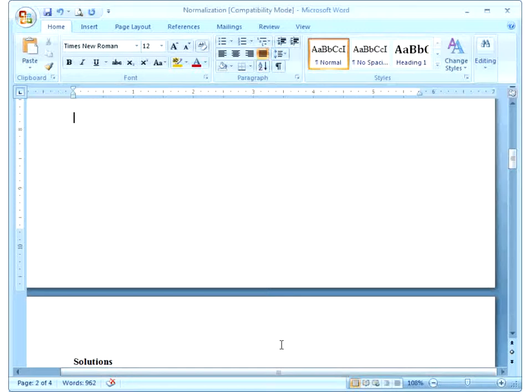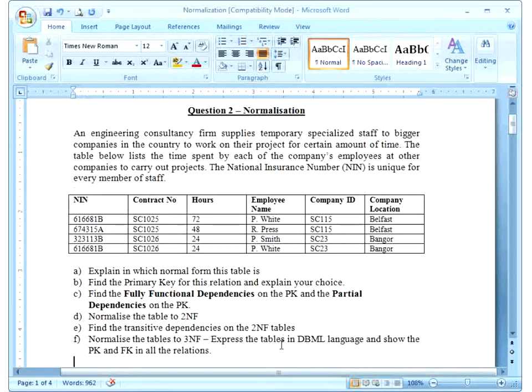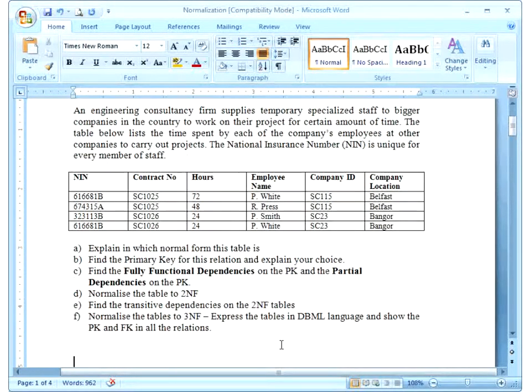Before moving on to the solution, I want you to think about it. Please spend some time, think about it, and then I'll show you its solution. I'm giving you around 10 minutes to observe this. Try to find out which normal form it is in.